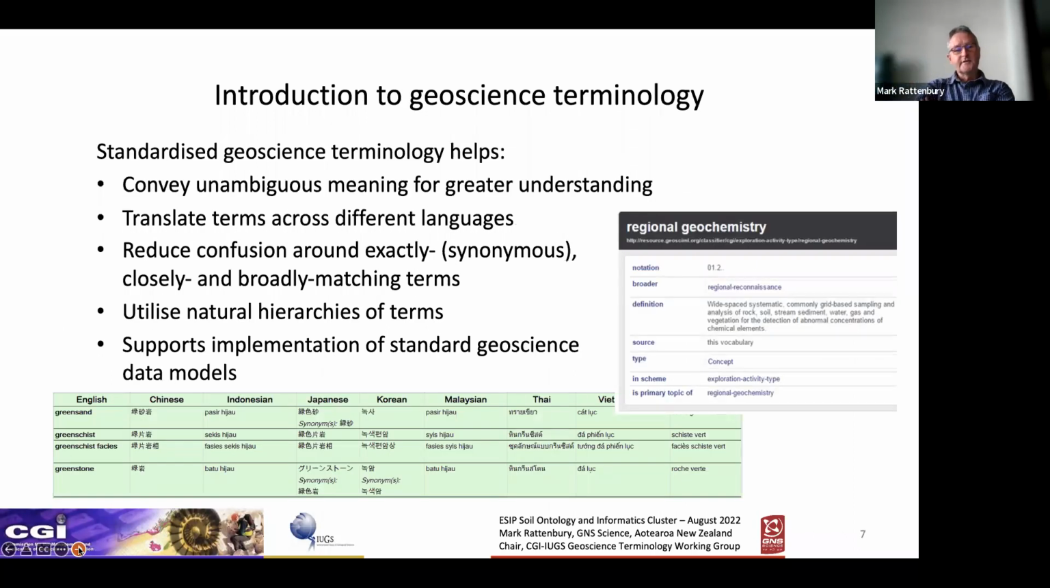So the ultimate aim is to try and convey unambiguous meaning. By pushing a term, and this can be in multiple languages, we're trying to define a feature or an object or a process in a way that our end user can understand it. Sometimes those terms may mean something slightly different to somebody, or they may have a similar term which is exactly the same, sometimes the same, broadly similar, etc. And there's a bunch of natural hierarchies as well. So you can have different types of rocks. For example, I'm going to use rock types as a pretty common one to use. So you can have different categories of rocks. Next slide, thank you.